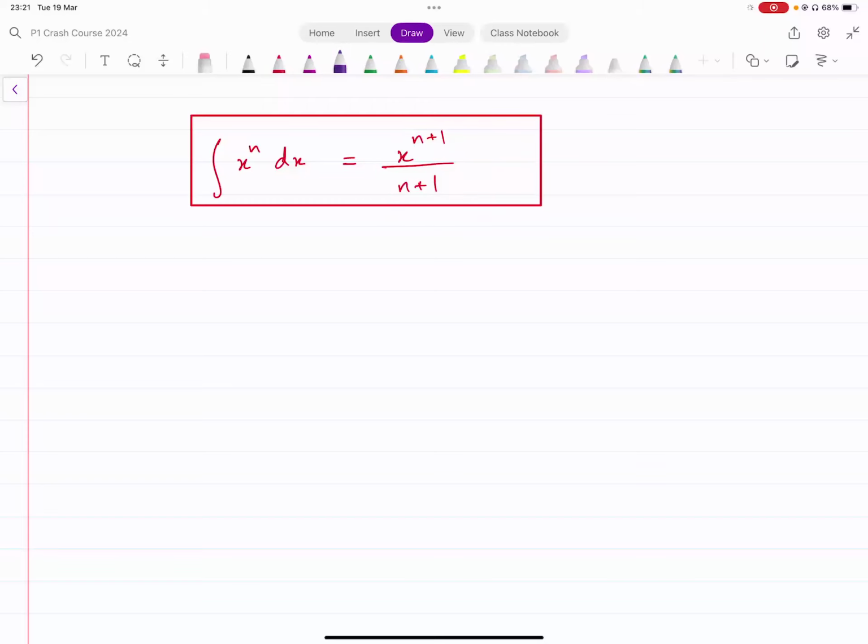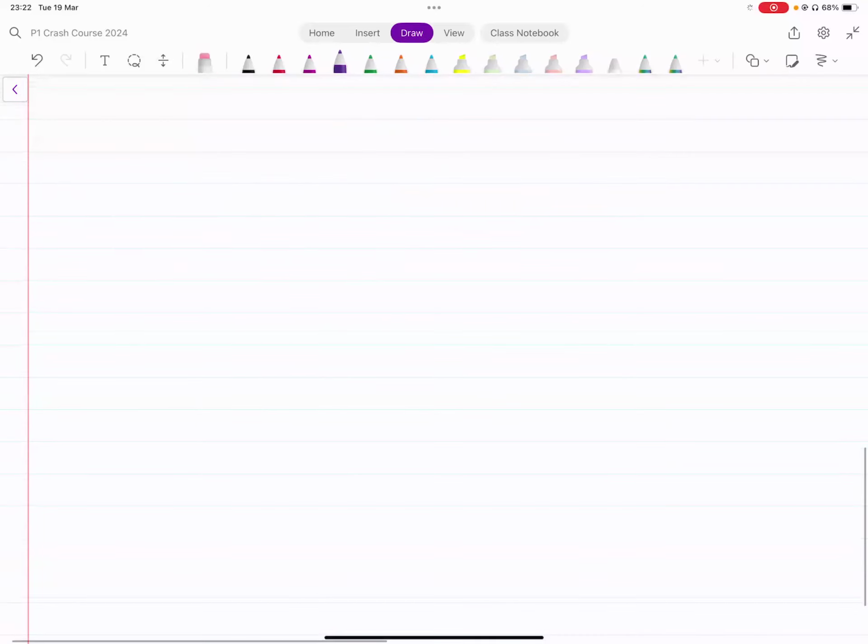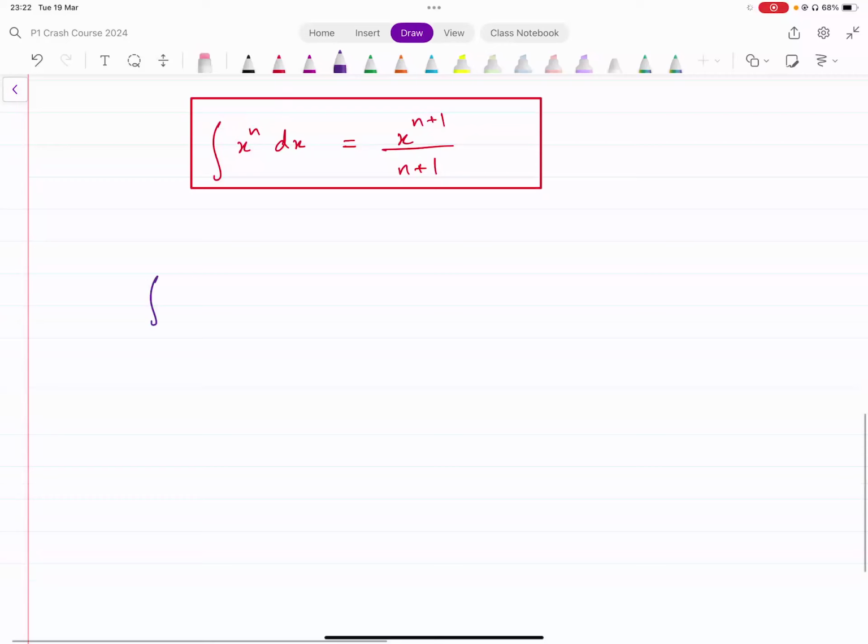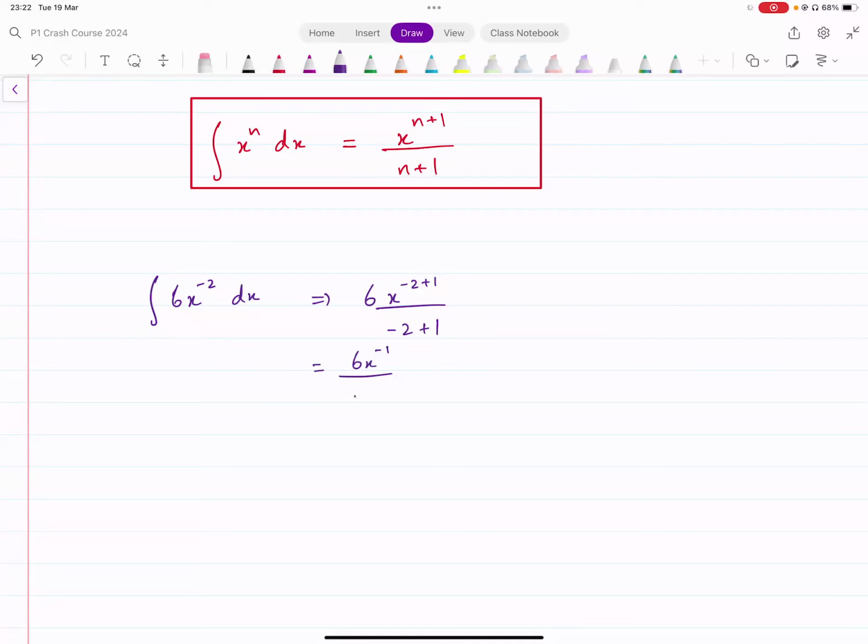Now let's have a look at some examples where this rule could be used. So let's say you have something like this. Integral of 6x raised to power minus 2 with respect to x. You want to integrate this thing. How do you do that? The constant that's multiplying, 6, remains as it is. You add 1 to the power. You have negative 2, add 1 to the power, minus 2 plus 1. Divide by that new power, minus 2 plus 1. Now let's simplify this. What does that give us? 6x raised to power minus 1 divided by minus 1, and that simplifies to minus 6 over x. That's the integral that you get for 6x raised to power minus 2.